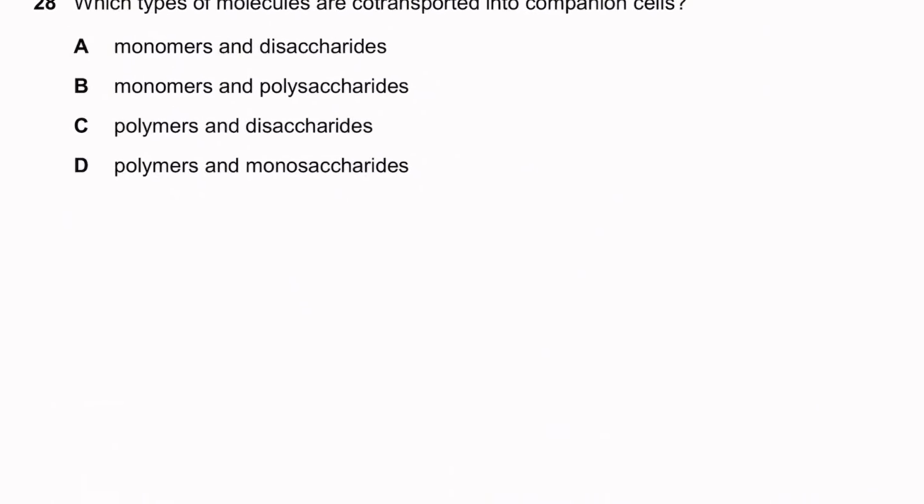Which type of molecules are co-transported into companion cells? Sucrose, amino acids, that kind of thing. Monomers and disaccharides, true. Okay, monomers, amino acids, disaccharides, sucrose.